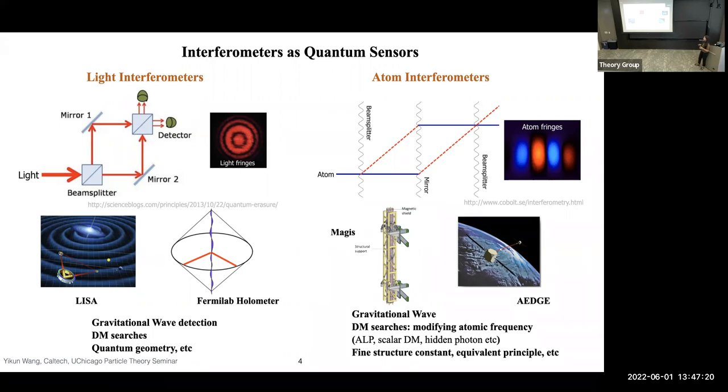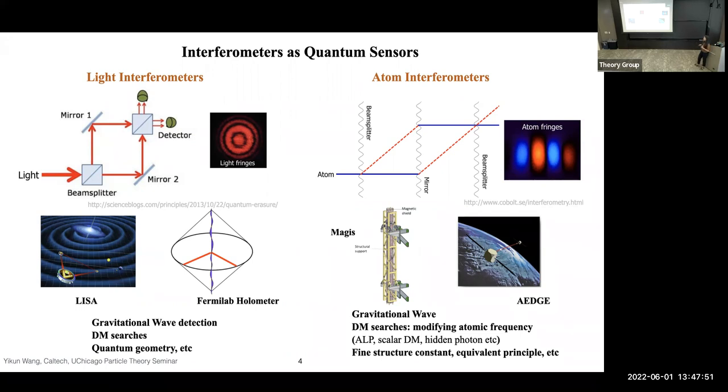But nevertheless, you have matter waves interfering, and you see some fringes, and if anything happens locally, you can see it from the change of the fringe. For example, there are exciting proposals to use this apparatus to detect gravitational waves in parallel to light interferometers, for example MAGIS, which is supposed to happen at Fermilab. Another thing I want to mention is the AEDGE experiment, a very ambitious space mission that has a super long baseline. I'm going to talk about what baseline means later.